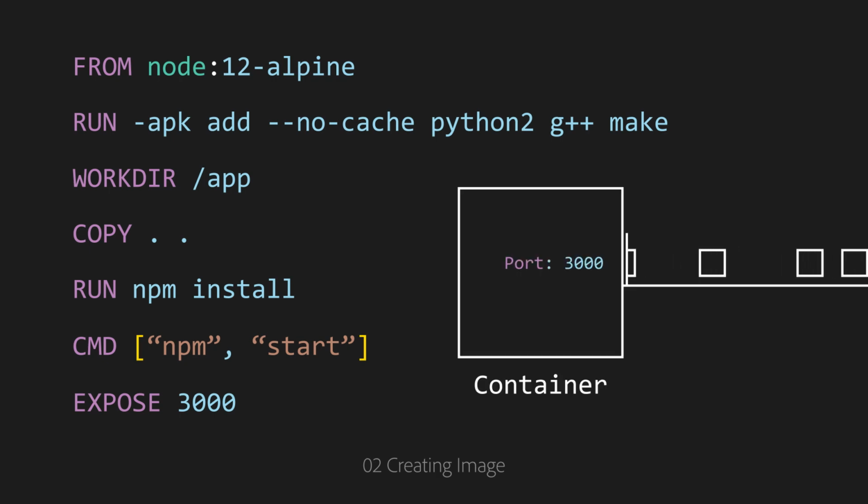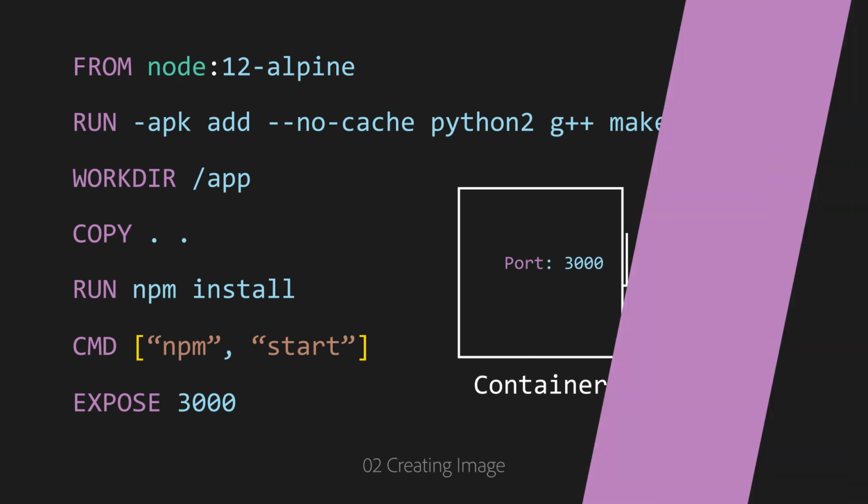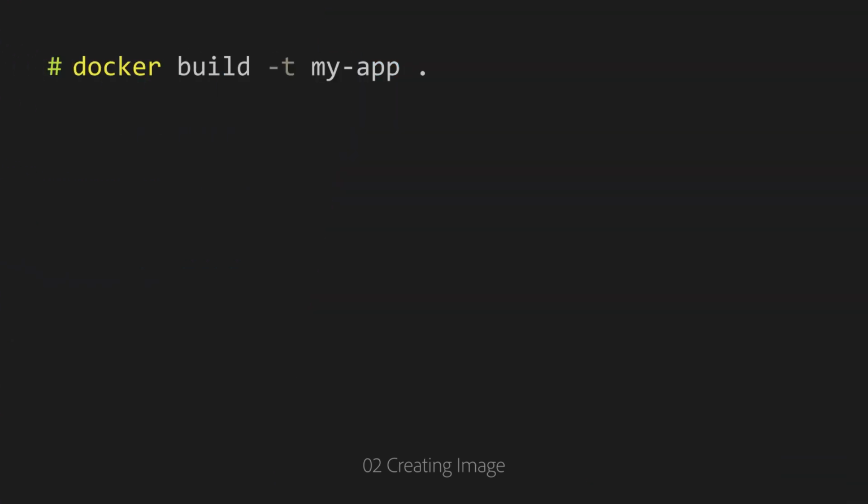This allows incoming traffic on port 3000 to reach the application running in the container. To build a container using this Dockerfile, we will run the following command from the root folder of our exercise files: docker build -t my-app . Done. Let's break this down.